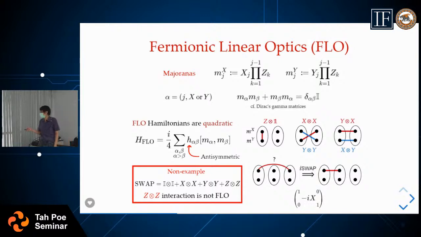So here, interestingly, if you look at the swap gate, what is not present here is actually the ZZ interaction. So FLO doesn't allow you to make an isotropic, like 3D isotropic, interaction.